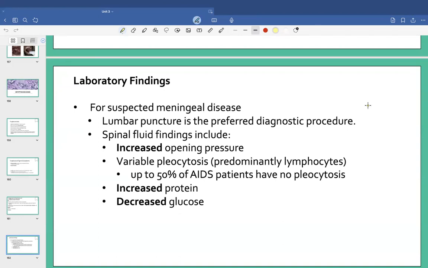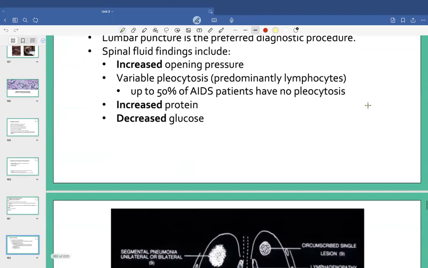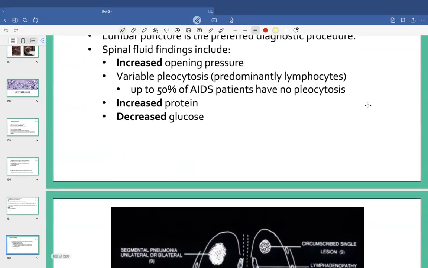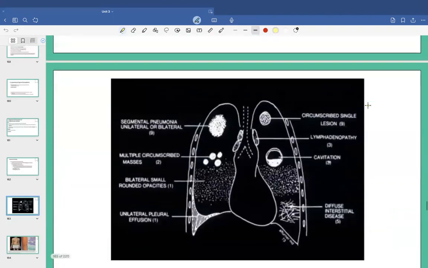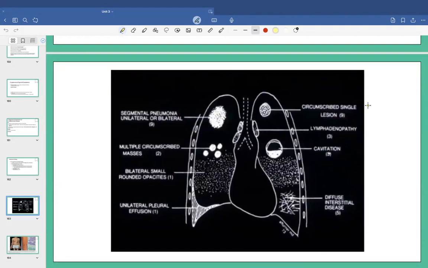So cryptococcal pneumonia, again, it is the most common cause of what? Fungal meningitis. Fungal meningitis, but you can have pulmonary disease. It is not easy to diagnose because it can have a variety of presentations. These are all the possible presentations. So not very easy to diagnose because of that varied presentation.